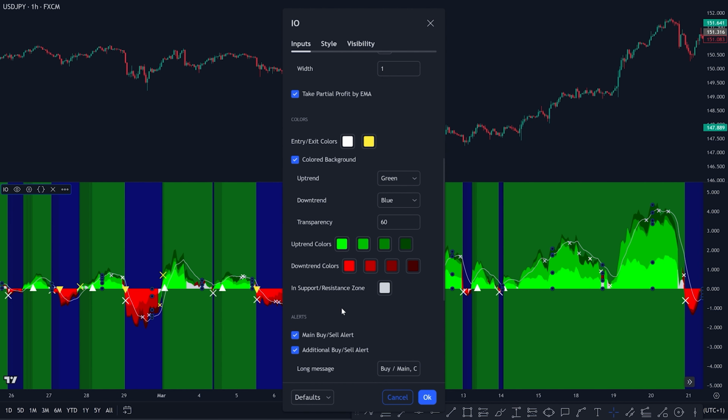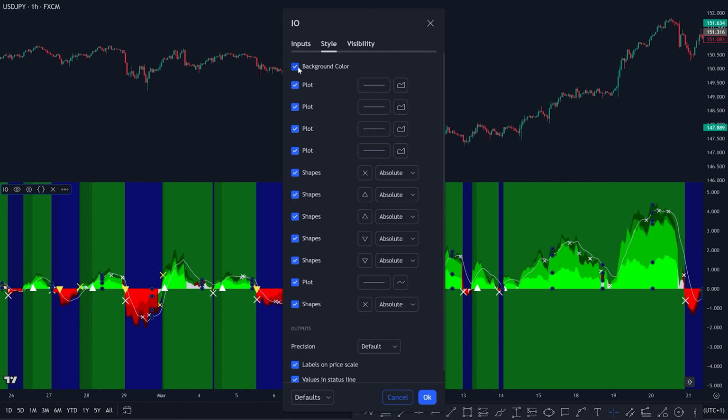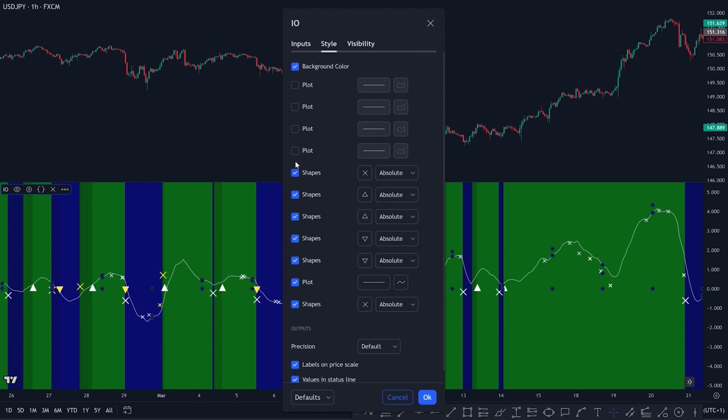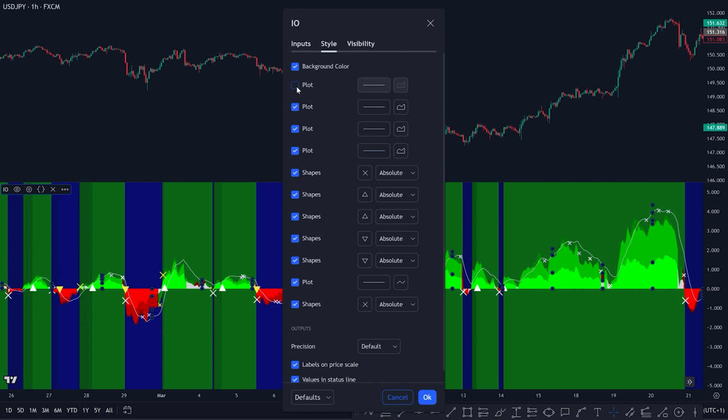Additionally, there's the option to take partial profit by EMA. Enabling or disabling this function will respectively add or remove features related to taking partial profit based on EMA. You can choose to enable or disable the colored background as per your preference. In the Style section, you can enable or disable the oscillator background color. Additionally, the Style section includes options for plots and shapes. Enabling or disabling these will affect how these elements appear on the oscillator. For this video, we're going to use the default settings.